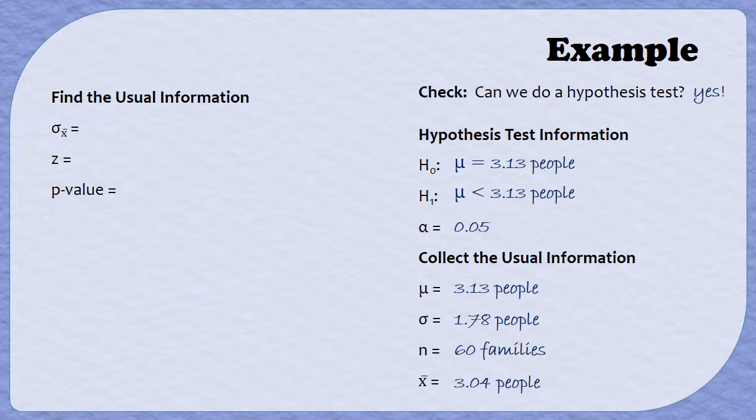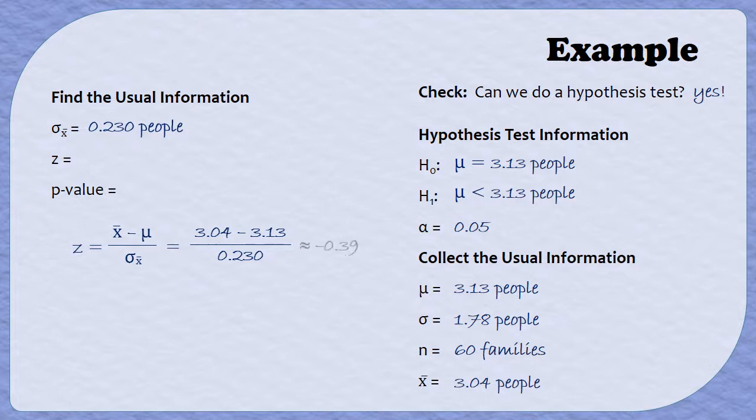Okay, so here's how I found these values. I started with my standard error. My standard error formula is sigma over root n. So I'm going to take 1.78 and divide that by the square root of 60. And that gave me about a 0.23. So my sigma x bar was 0.23 people. For the z-score, I took x bar minus mu and divided that by the standard error. So I'm going to take the 3.04 and subtract 3.13 and divide that by 0.23. And when I rounded to the nearest hundredth, since it's a z-score, I got a negative 0.39.